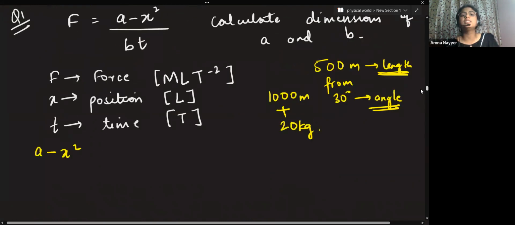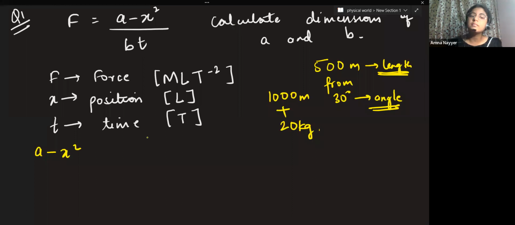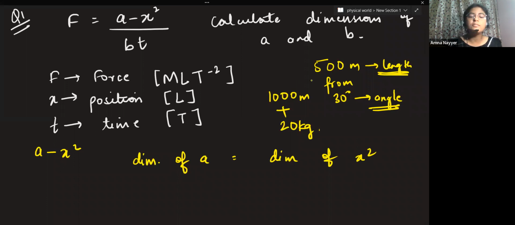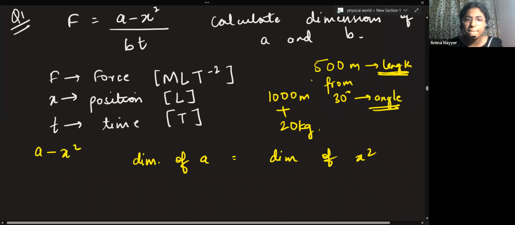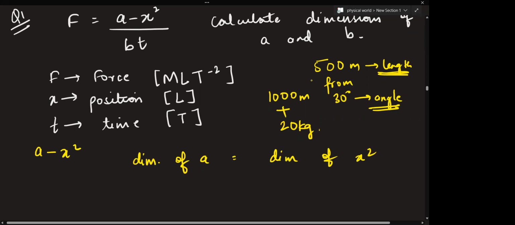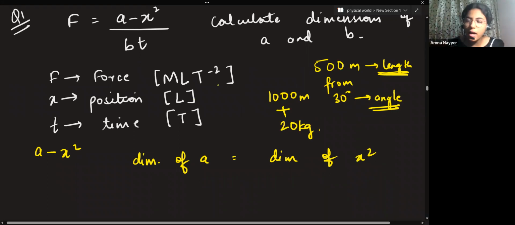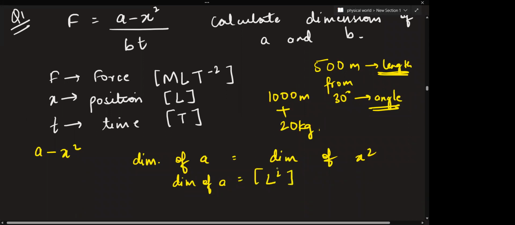So if it says a minus x square exists, this simply says the dimensions of a is equal to the dimension of x square. So Arnav, what is the dimension of x square? Ma'am, it's length L, x square. L square, correct. For x you have L, so it will be L square. It means the dimension of A is L square only. Yes, ma'am. All right.